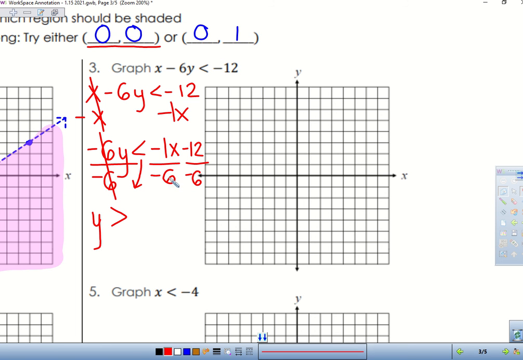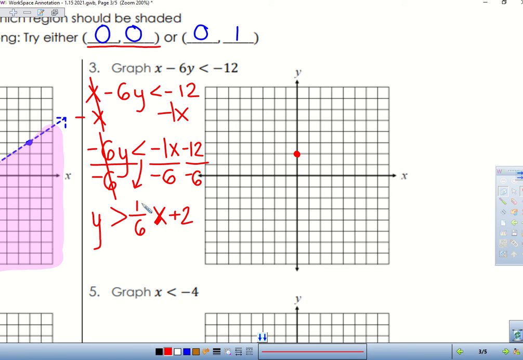What is a negative divided by a negative? Positive. So this becomes a positive 1/6 x. And remember, you want your slope in a fraction. And then what is negative 12 divided by negative 6? Positive 2. Good. So we're going to now proceed the same way we did before. We're going to start by plotting our y-intercept at positive 2.